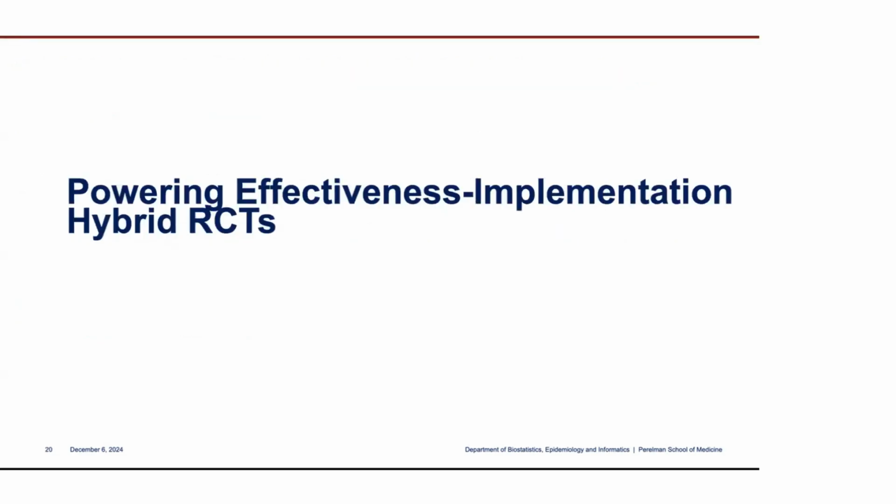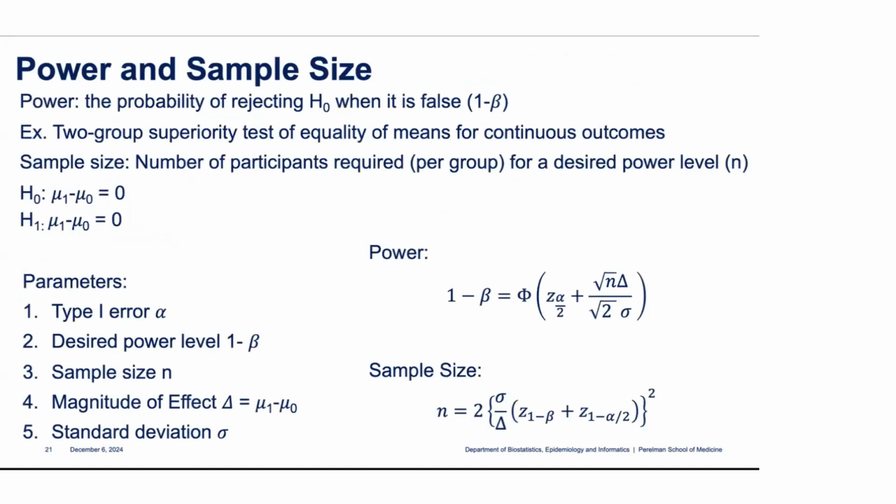So how do we power effectiveness implementation hybrid RCTs, thinking of these three designs? So again, starting with the parallel individually randomized trials, just because they're an easy starting point that some of us might be familiar with from our introductory statistics classes, right? We recall the power is the probability of rejecting the null hypothesis when it is indeed false, and we often represent it by 1 minus beta. We'll use the two-group superiority test of equality of means in a continuous setting just to motivate our concepts.